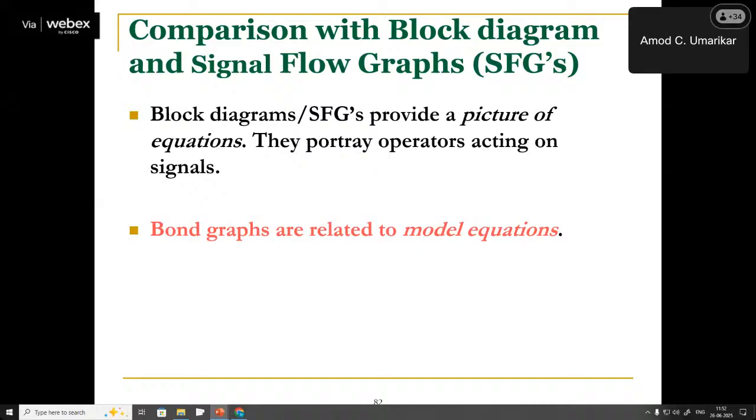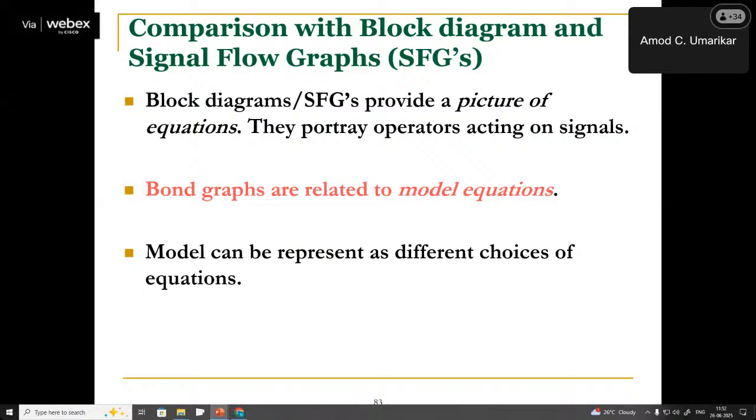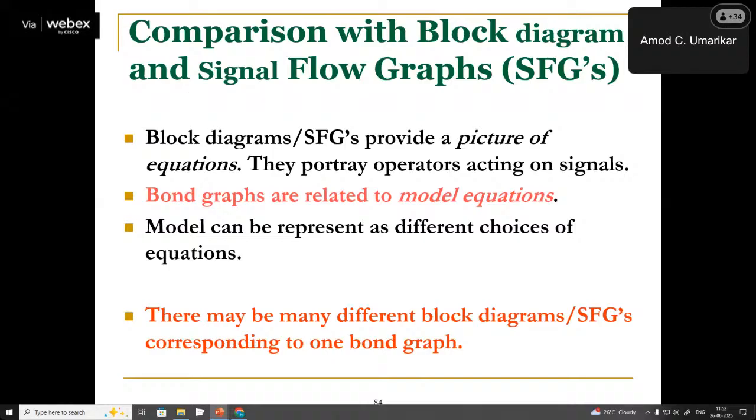What will be the difference between signal flow graphs and bond graph? Now here you will realize the power of bond graph and model equations. So SFGs and bond graph, how they differ from each other. You must have gone through signal flow graphs, right? What is the difference between block diagram, signal flow graph and bond graph? That is a very important comparison. Those who are aware of signal flow graphs and block diagrams will immediately make out the difference.